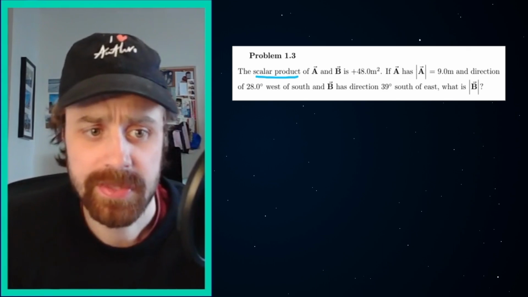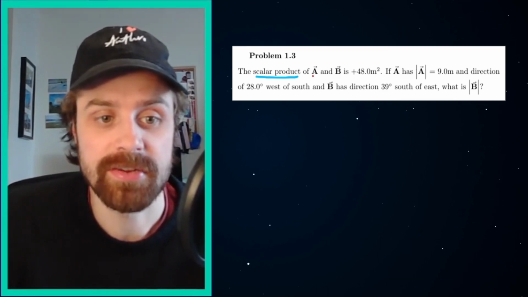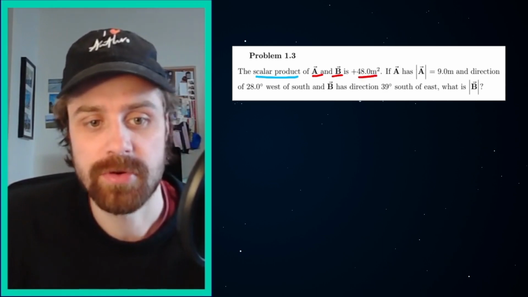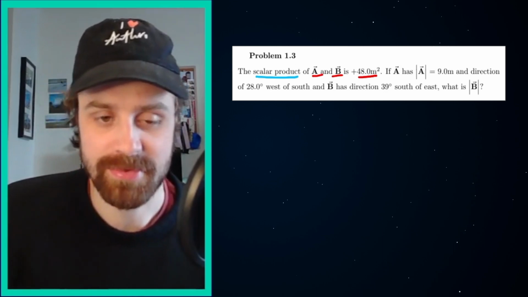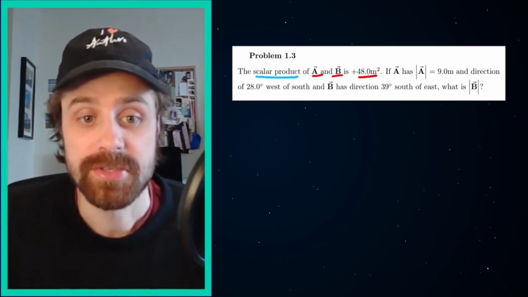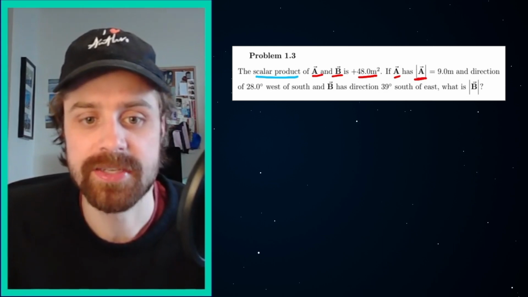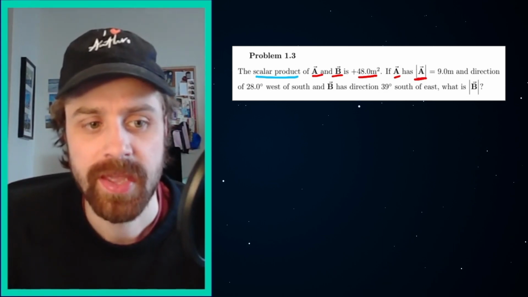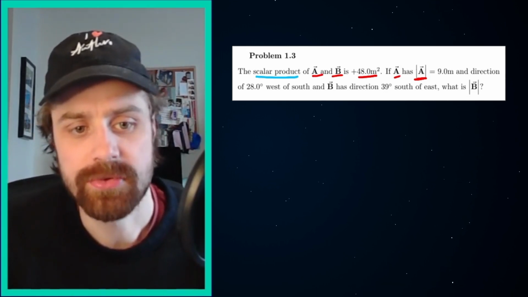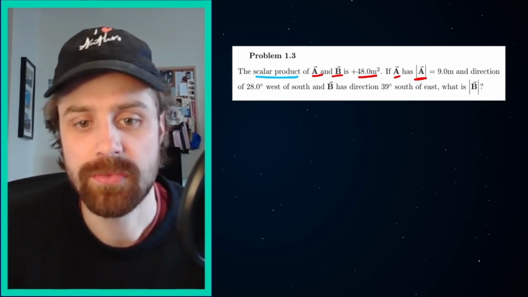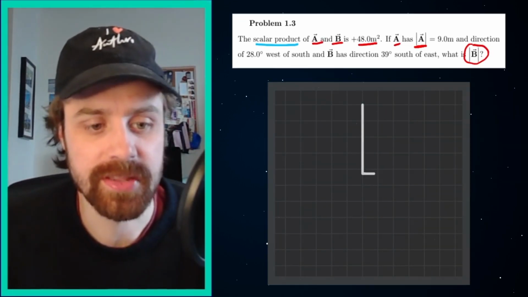So this problem specifically tells us that the scalar product of vector A and vector B is 48.0 meters squared. So they just give us the answer, but they then leave out some other information that we need to figure out here. It says that vector A has a magnitude of 9 meters and a direction of 28 degrees west of south, and vector B has a direction of 39 degrees south of east. What is the magnitude of vector B? And so we're going to draw that out just like this.